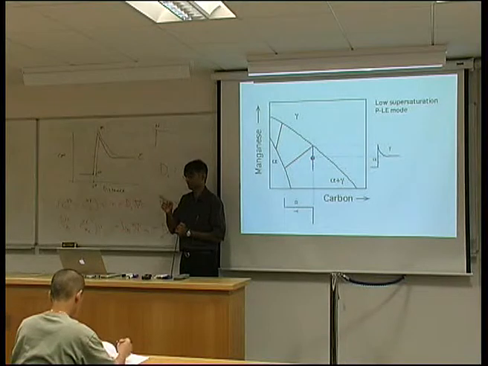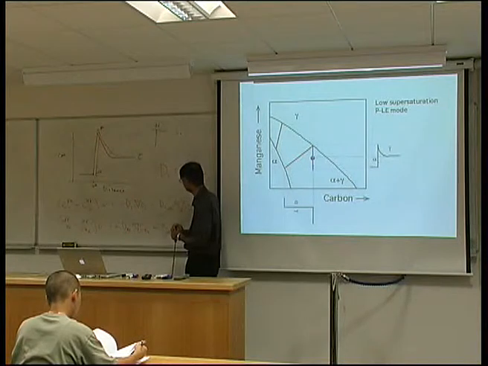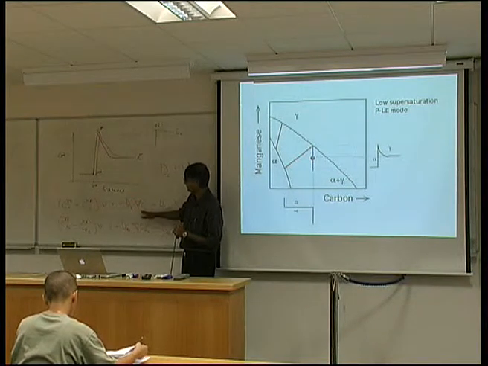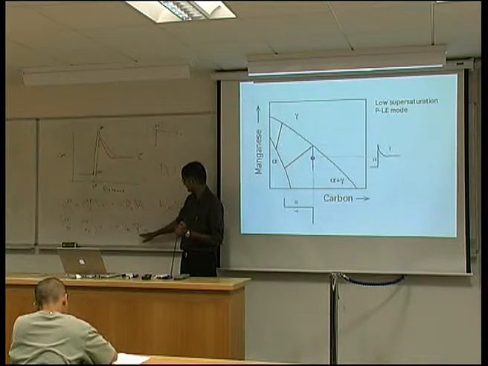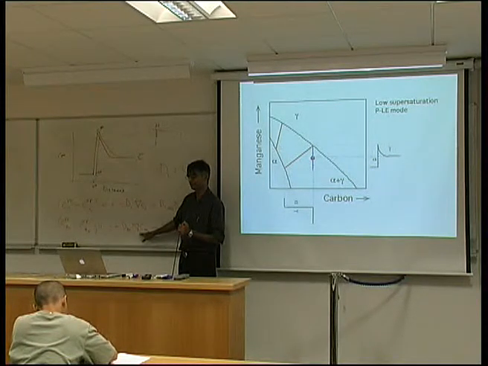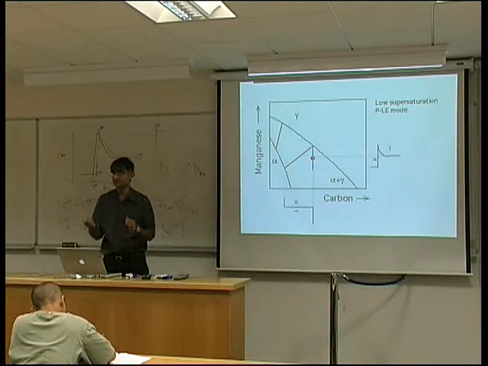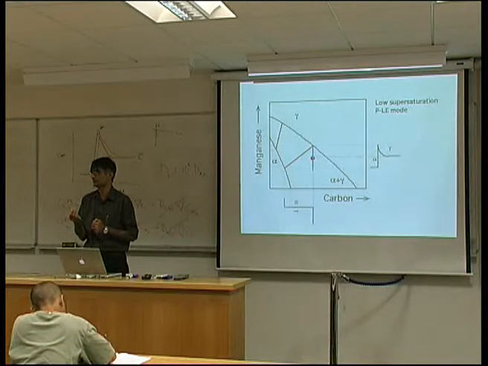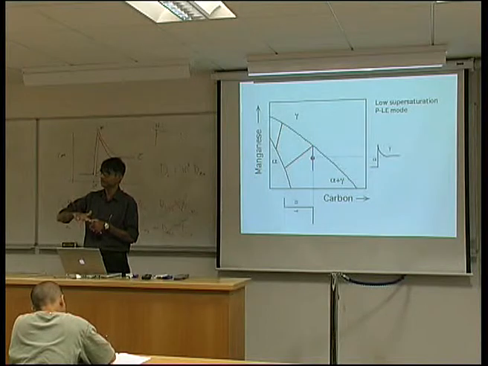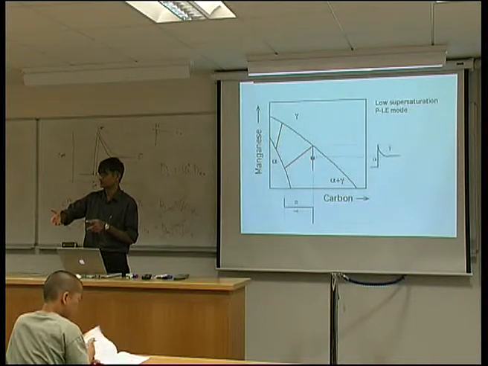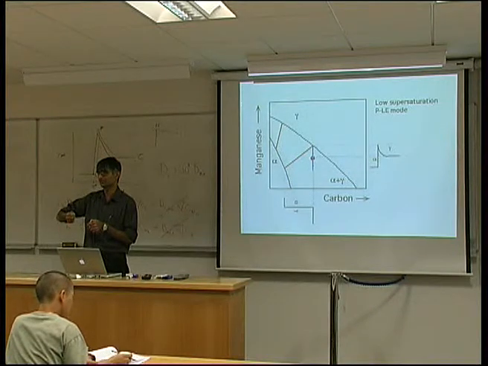Bear with me, because there's another possibility of drawing this vertical line and selecting this other line. Instead of making the gradient of carbon flat, we could actually increase the gradient of manganese. The way that you would increase the gradient of manganese is that you partition very little manganese. If the solubility of manganese in ferrite is the same as the average manganese concentration, then you will be partitioning very little manganese.